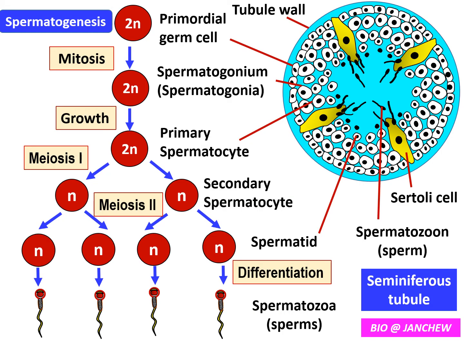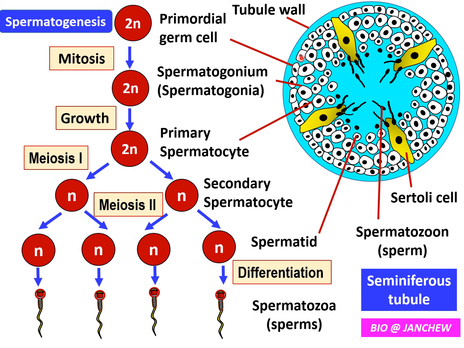Now let us discuss the process of spermatogenesis, which means the process of sperm formation. This word spermatogenesis comes from two words, sperm and genesis. Genesis means the creation or formation of something, in this case, the formation of sperms. So spermatogenesis occurs in the testes, or the male gonads, in the seminiferous tubules inside the testis.